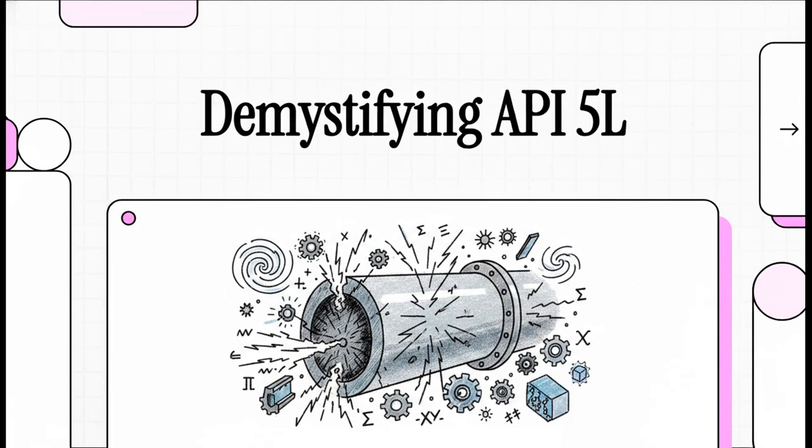Welcome to this explainer. Today, we are diving straight into the hardcore engineering behind API Specification 5L. If you've ever looked at a massive industrial pipeline and wondered about the exact metallurgical rules keeping it from failing under immense stress, well, you're in the right place. We are unpacking the exact life-saving math that stands between stable energy transport and total structural failure.